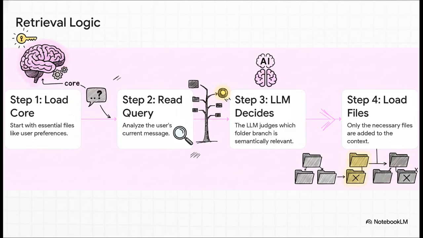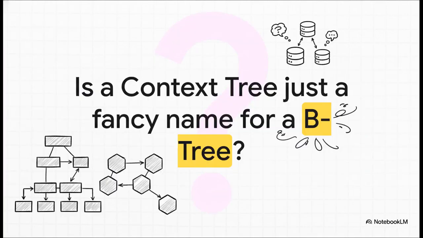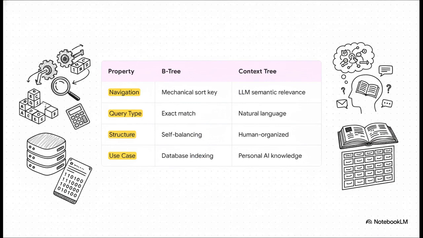Now, for anyone out there with a computer science background, this might be sounding a little familiar. You might be thinking, hey, this sounds a whole lot like a B-tree, the classic data structure for database indexing. But are they really the same thing? Nope, not at all. And this table brilliantly shows why. A B-tree navigates using mechanical comparisons on sorted keys. It's looking for an exact match. But a context tree? It uses a large language model to navigate based on semantic relevance to a normal, natural language query.